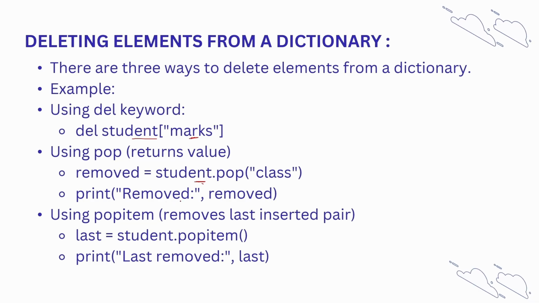Here we can say print removed, so it will give me what value it has removed. It returns the value. So if the class we had was class 12, it will say removed 12. Then popitem removes the last inserted pair, like student popitem, so it says last removed.